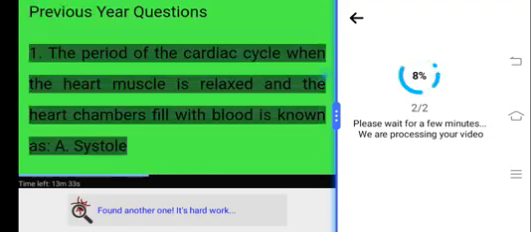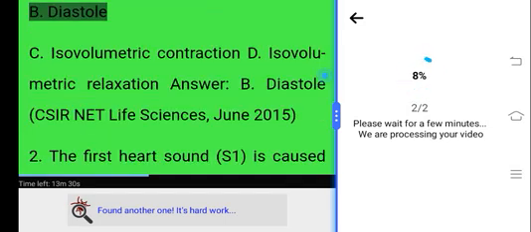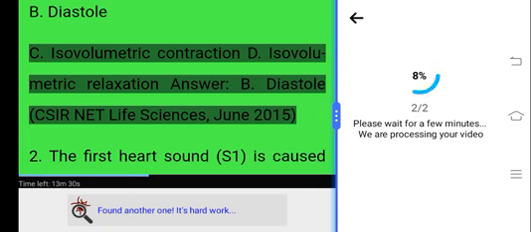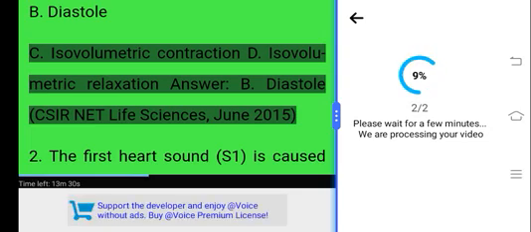Previous year questions. 1. The period of the cardiac cycle when the heart muscle is relaxed and the heart chambers are filled with blood is known as: A. Systole. B. Diastole. C. Isovolumetric contraction. D. Isovolumetric relaxation. Answer: B. Diastole. CSIR NET Life Sciences, June 2015.